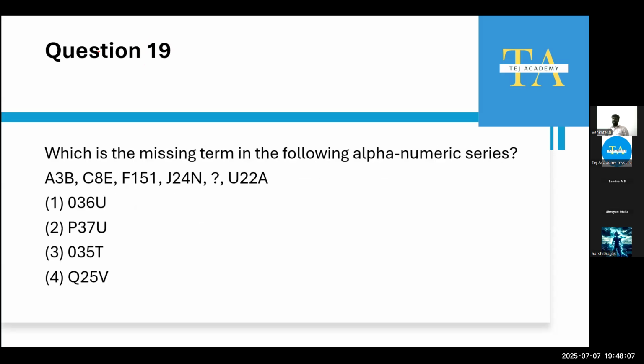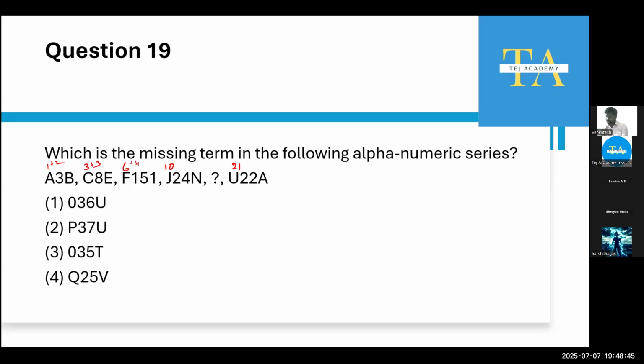Next question, number 19. A3B, C8E, F15I, J24L, U22A equals dash. As you know, the place values of A is 1, C is 3, F is 6, J is 10, and U is 21. Looking at the first numbers, the difference is +2. Here, the first number, the difference is +3.